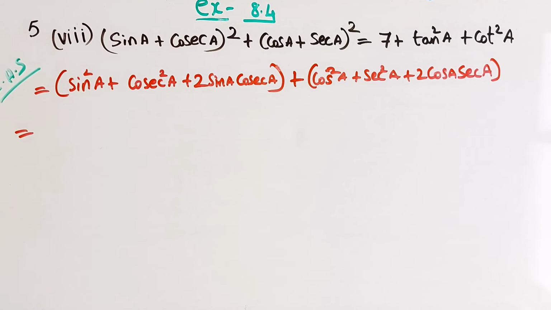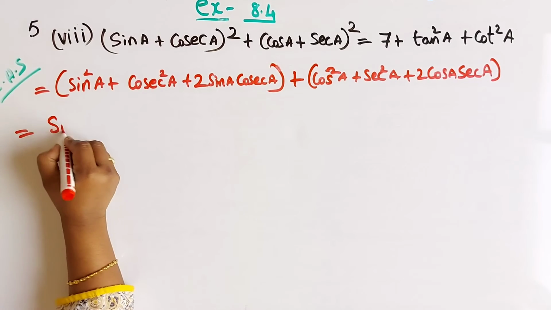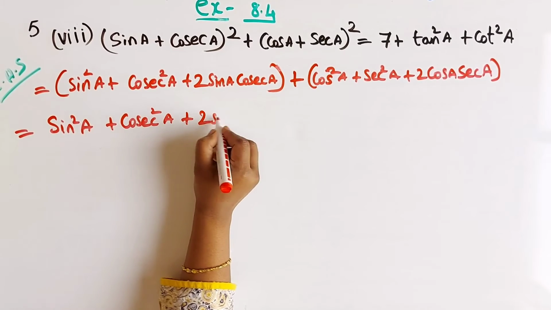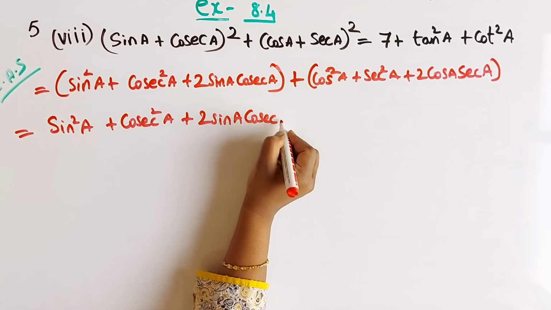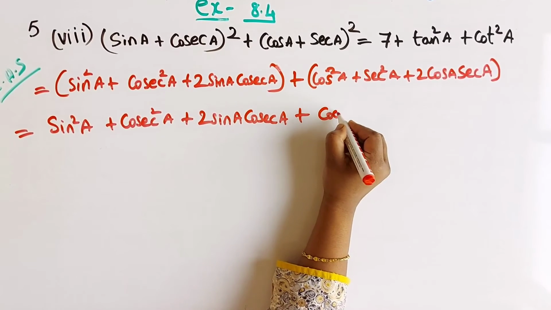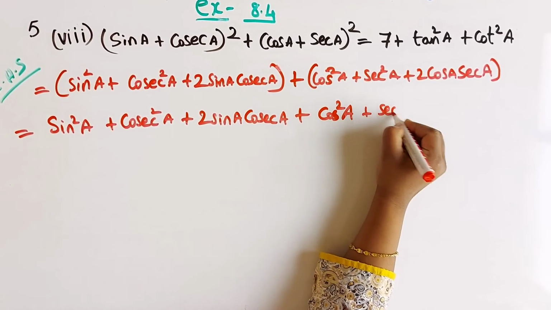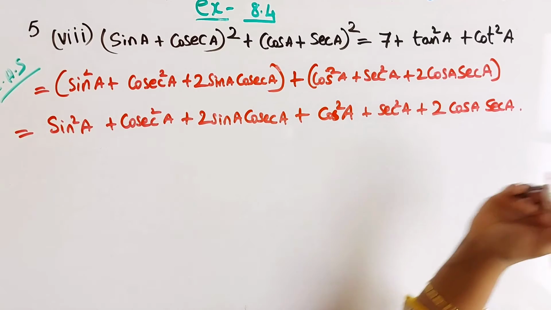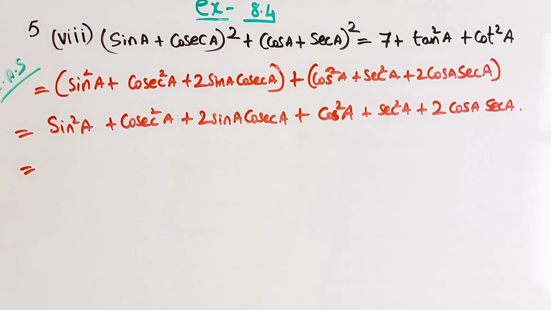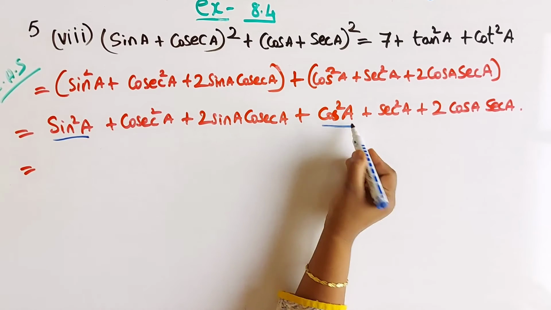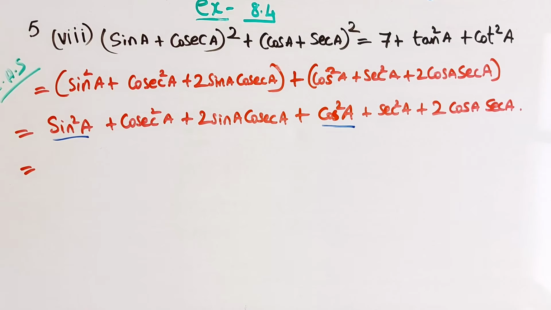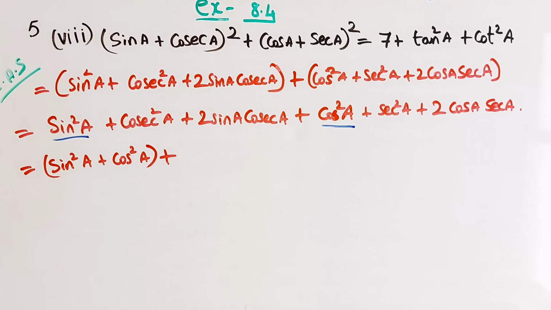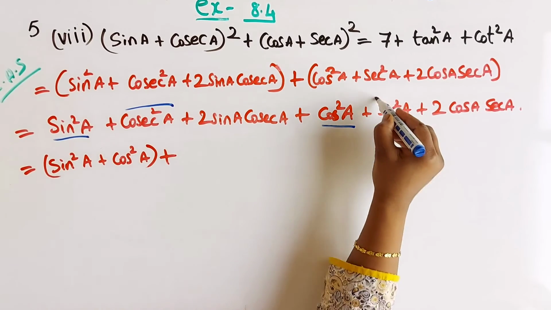Right, children? Now just remove the brackets. Sin square A plus cosecant square A plus 2 sin A cosecant A plus cos square A plus secant square A plus 2 cos A secant A. Correct, children? Now see the terms here. Sin square A plus cos square A. Correct? Now write together. Sin square A plus cos square A. Now see these two terms. Cosecant square A plus secant square A.